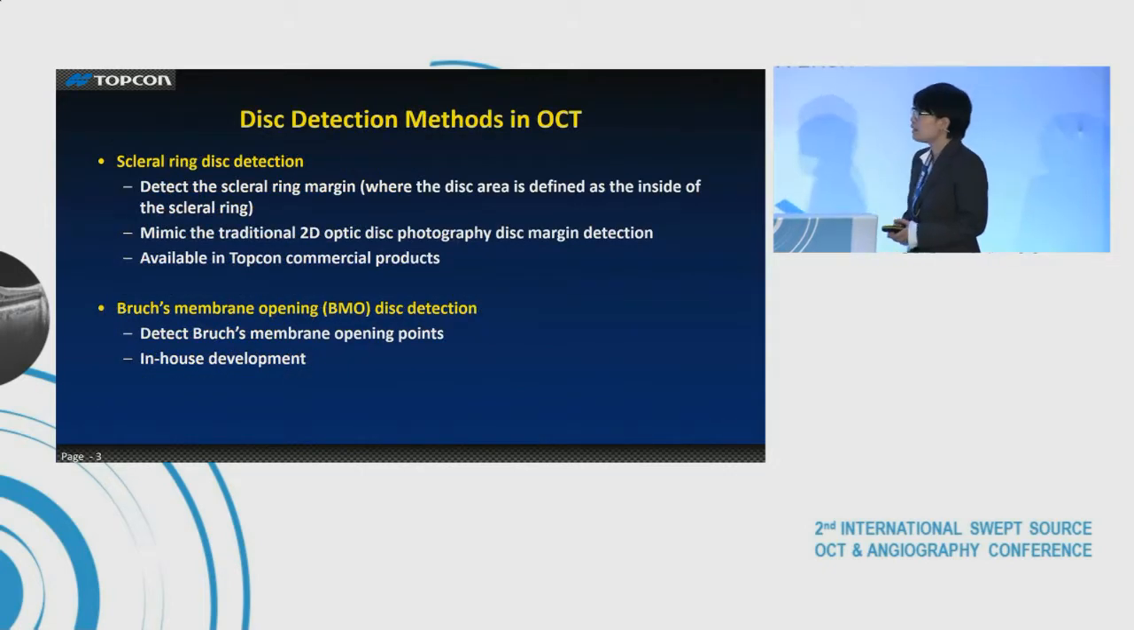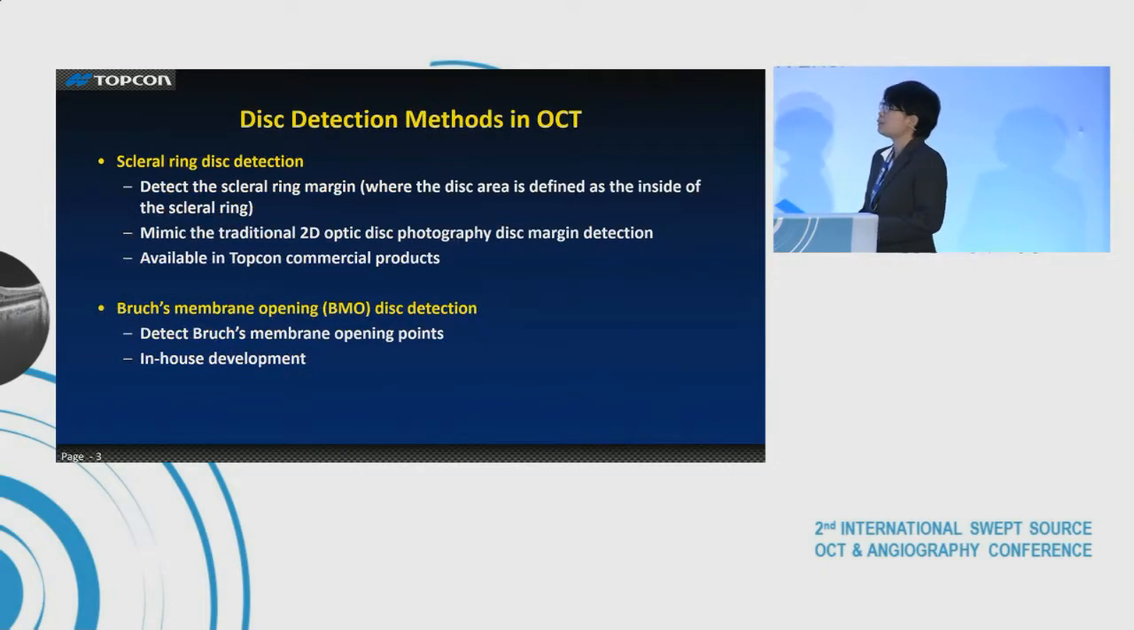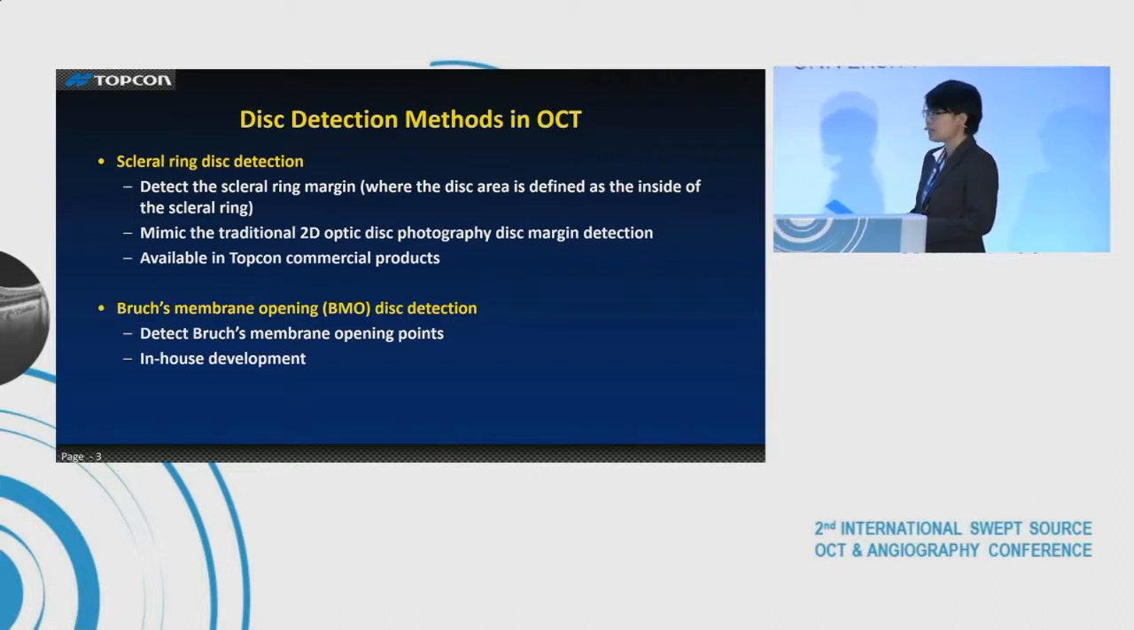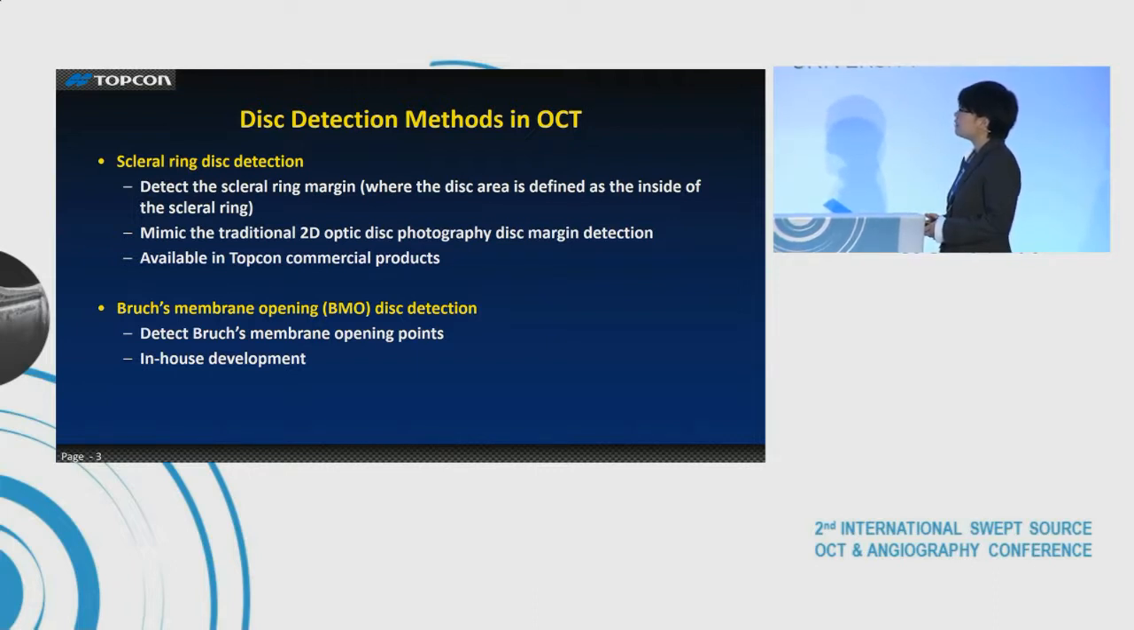To begin with, I want to briefly introduce the disc detection methods in OCT. The first one is scleral ring disc detection. It is to detect the scleral ring margin, where the disc area is defined as the inside of the scleral ring. This method was originally developed to mimic the traditional 2D optic disc photography disc margin detection. It is widely available in Topcon commercial OCT products like Triton, Maestro, Atlantis, etc.